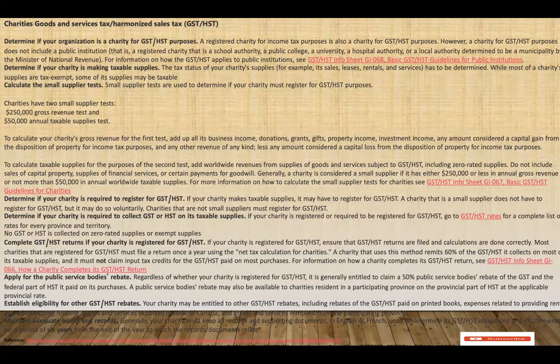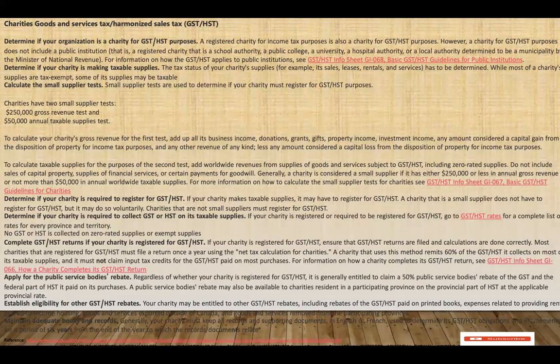Then you calculate the small supplier test. The small supplier tests are used to determine if your charity must register for GST or HST purposes. So charities have two small supplier tests: the 250,000 gross revenue test and the 50,000 annual taxable supplies test.